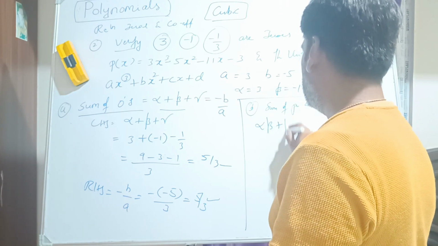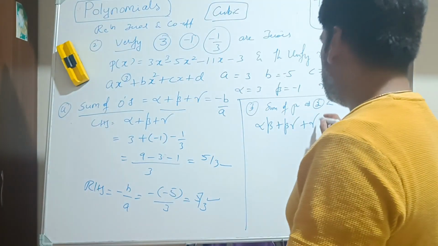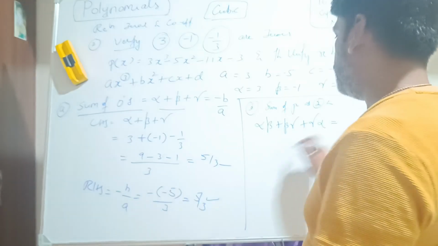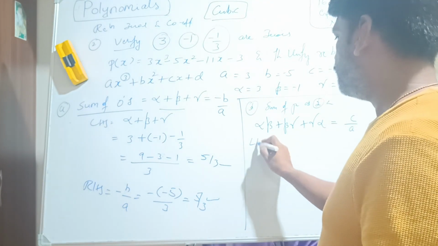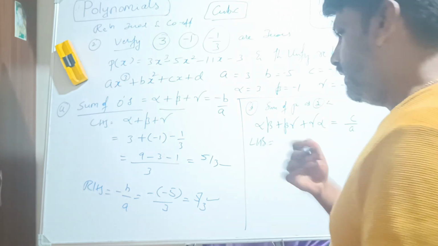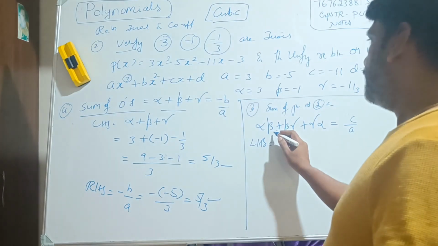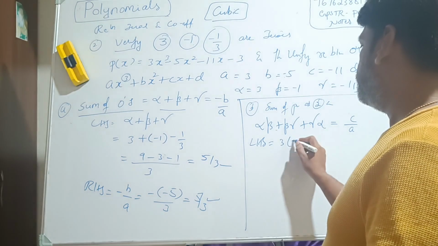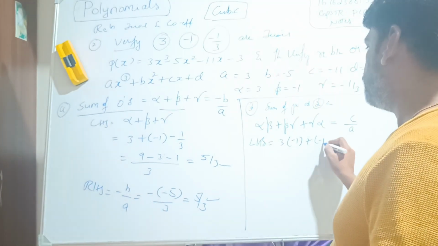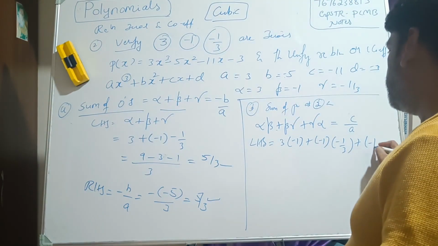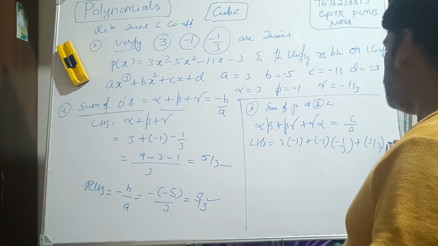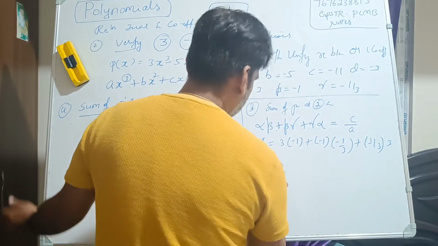Alpha beta, beta gamma, gamma alpha, which is equal to what we should write now? After B, we should write C by A. Now we should cross check whether this is the same or not. LHS. What is LHS? Alpha into beta. What is alpha? 3. What is beta? Minus 1. What is beta? Minus 1. What is gamma? Minus 1 by 3. What is gamma? Minus 1 by 3. What is alpha? 3. Right?